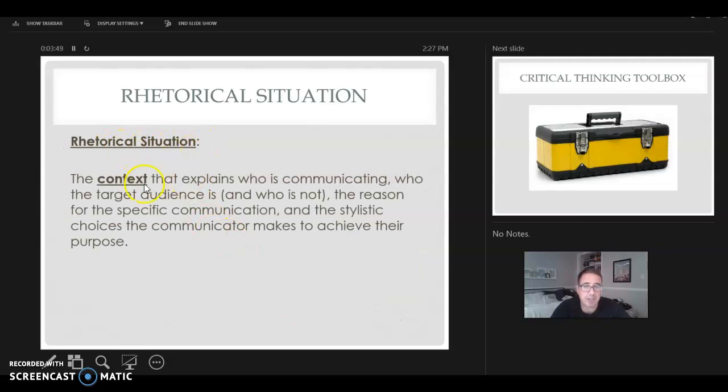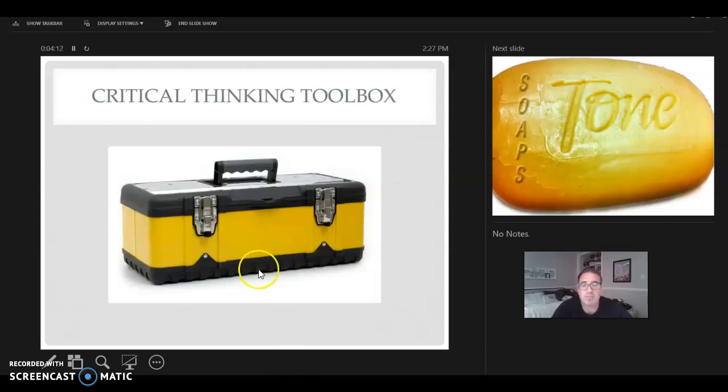So the rhetorical situation, again, we can define as the context, right? The stuff surrounding the message that explains who is communicating, who the target audience is, and who is not, which is interesting sometimes. The reason for the specific communication and the stylistic choices the communicator makes to achieve their purpose. These are all things that go into the rhetorical situation, or that context surrounding rhetoric. Okay, so that's the rhetorical situation, and in order to think about it, we're going to add a tool to our critical thinking toolbox. This is an image I like to return to, this idea of adding tools to our toolbox that we can pull out when we want to analyze arguments and rhetoric.